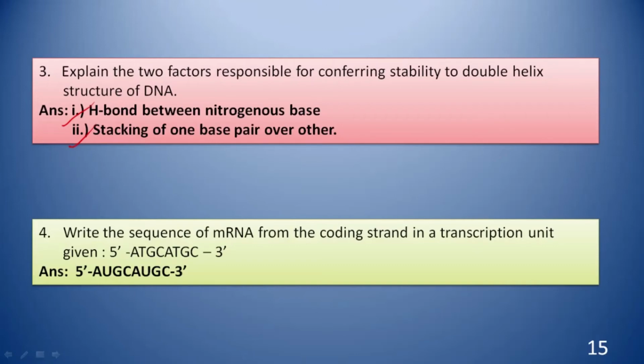And fourth is, write the sequence of messenger RNA from the coding strand in the transcription unit. So here this coding strand has been given. In messenger RNA, it will be uracil. Instead of T, U will be there. The ATGC is given, and instead of T, you will write U. Simple. So I hope you have understood.